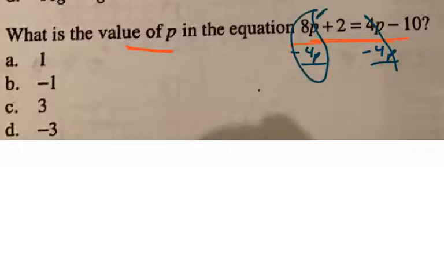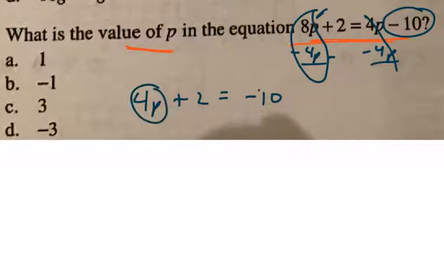So as you can see here, 8 minus 4 is 4p, plus 2 equal to negative 10. Be careful, that is a negative 10. Some of you guys do get careless with your minus and negatives, and you wonder why you keep getting the wrong answers, at least every once in a while. But anyways, now that my p is by itself, we can now solve it, right?